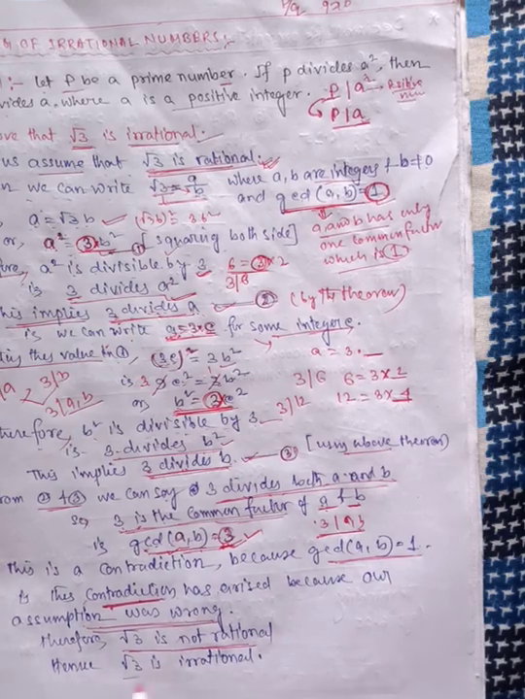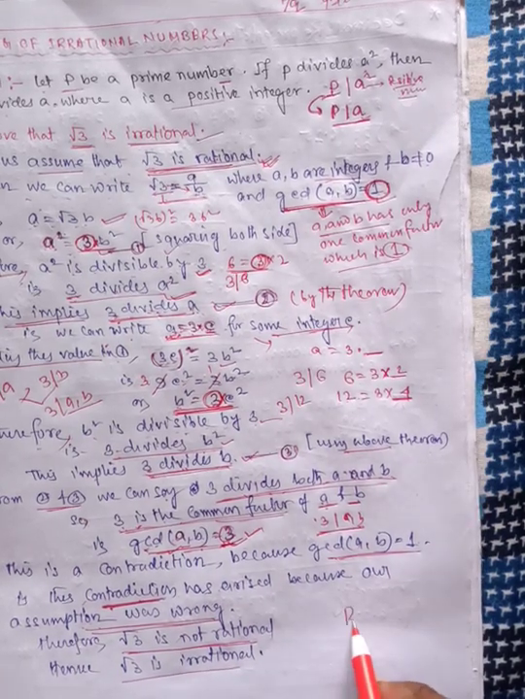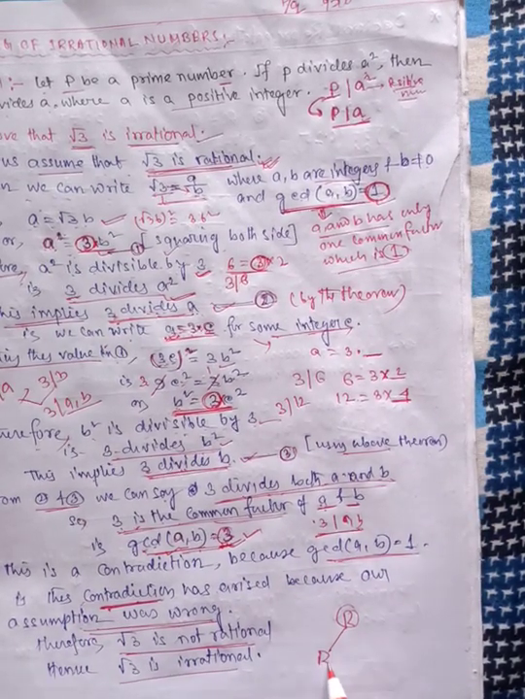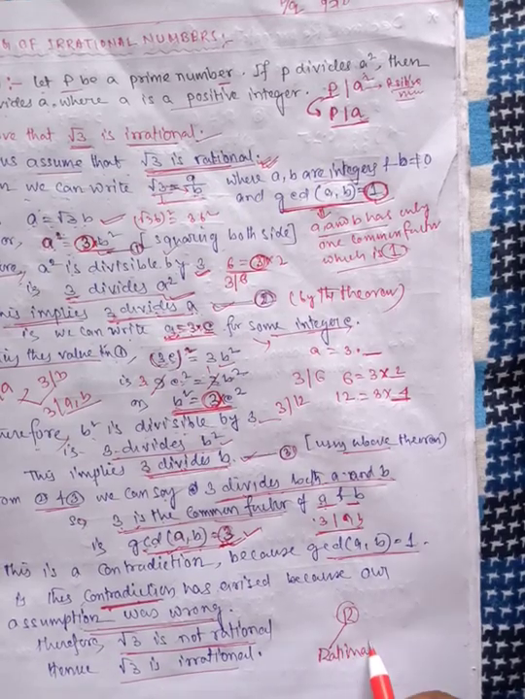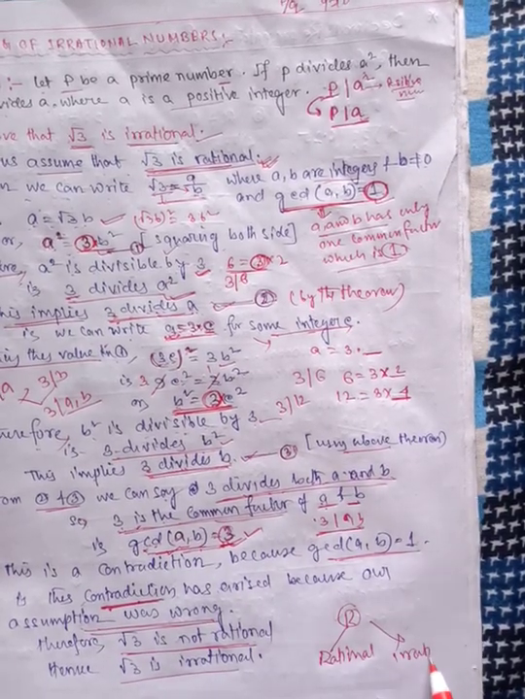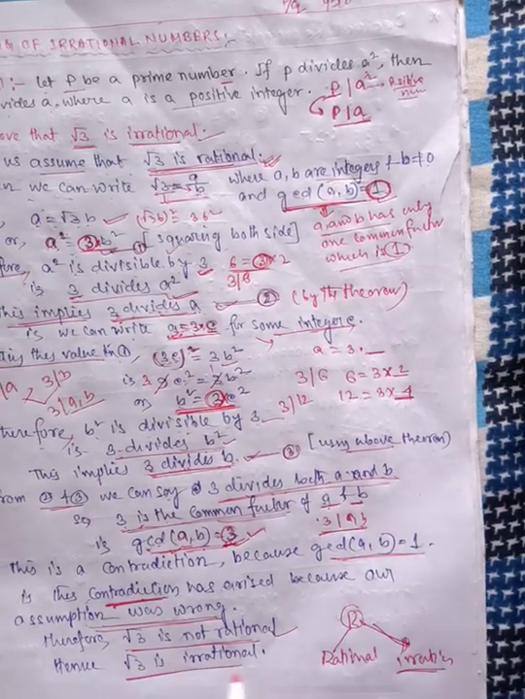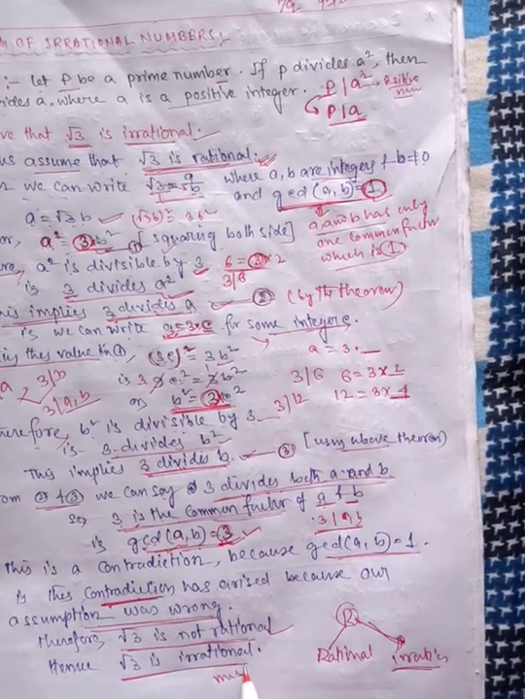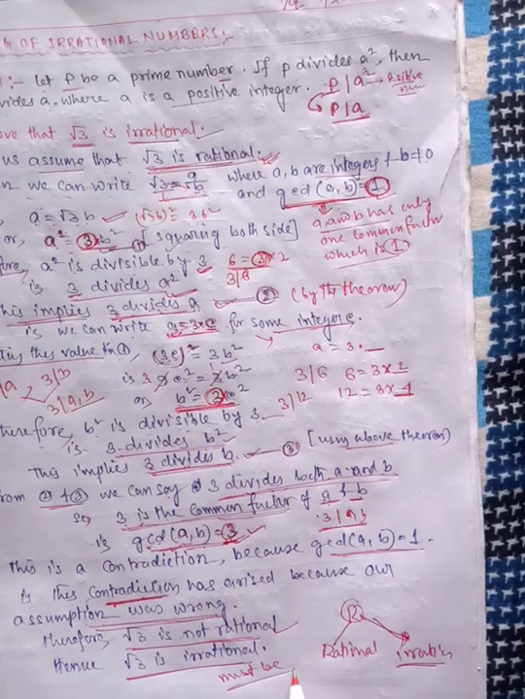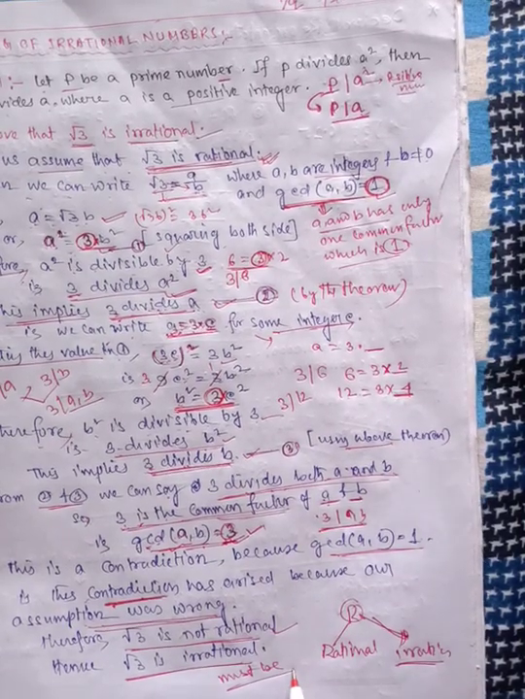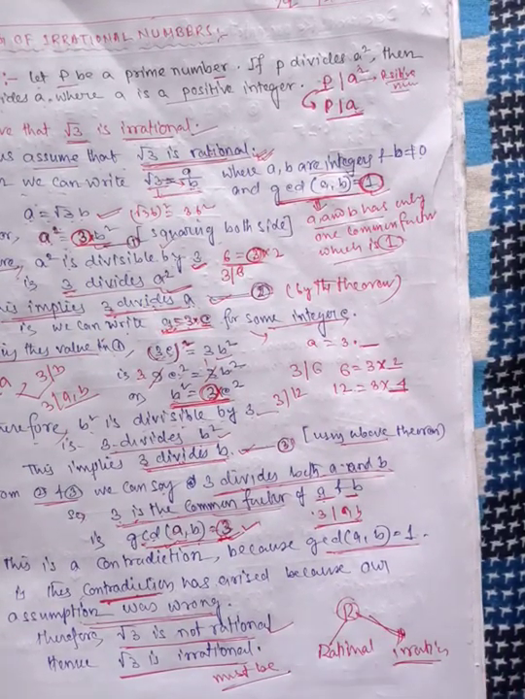So hence root 3 is irrational, because a real number has two parts, one is rational and another is irrational. If it is not rational, it must be irrational. So root 3 must be irrational. Understood? So this proof is by the contradiction method.